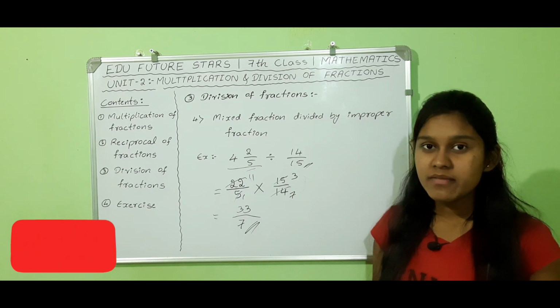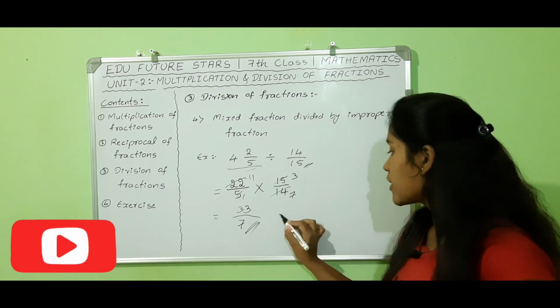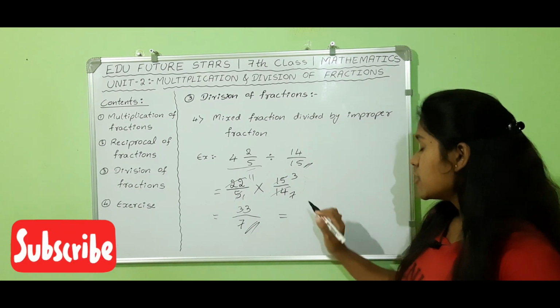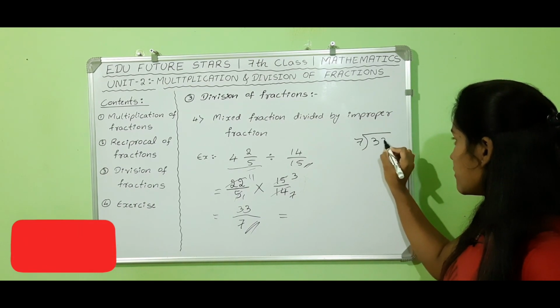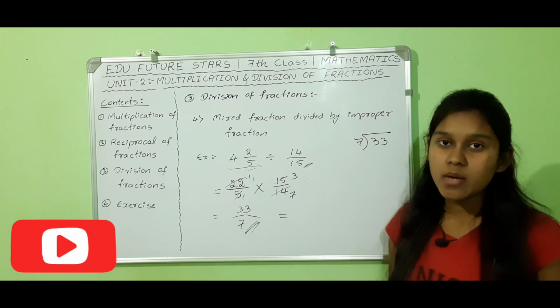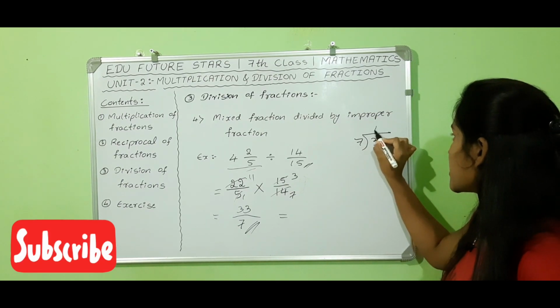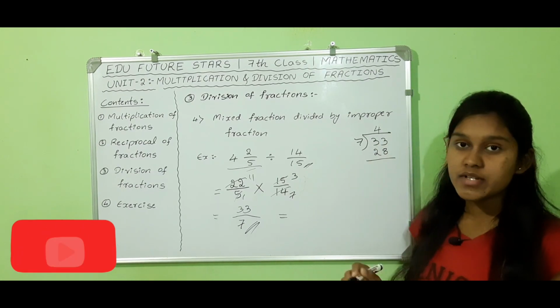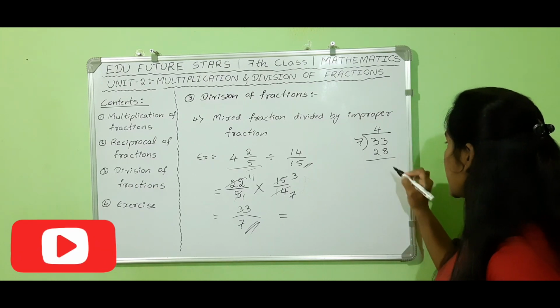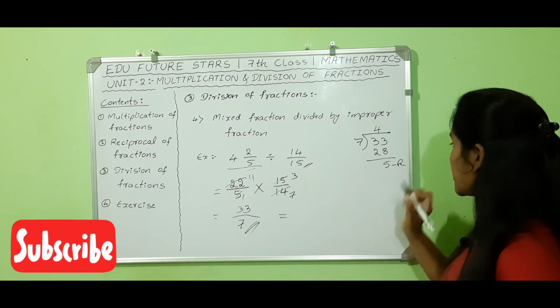But we can also simplify this. We can keep this in a mixed fraction result. Okay. So how can we keep this in a mixed fraction result? So basically you can also take it like this format. Whichever format is comfortable to you, that format you can take. Okay. See here, 7 fours is how much? 28, right? So let's subtract these two. We will get 5 as the remainder, correct?